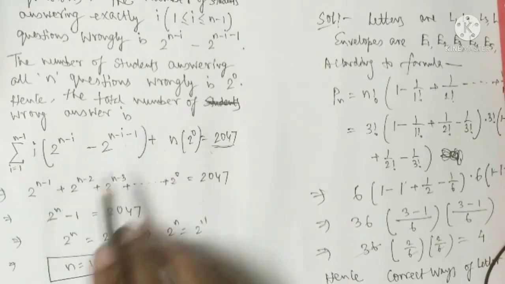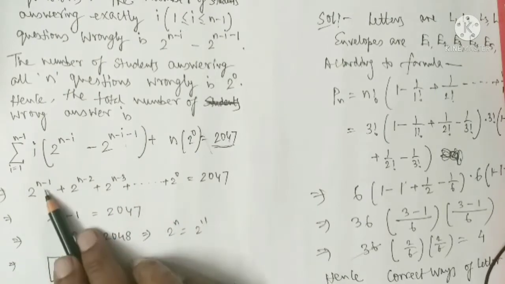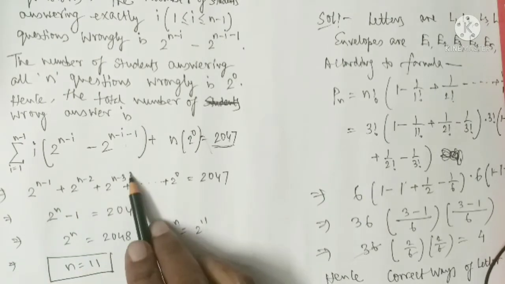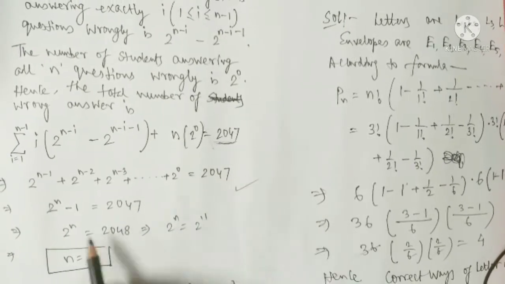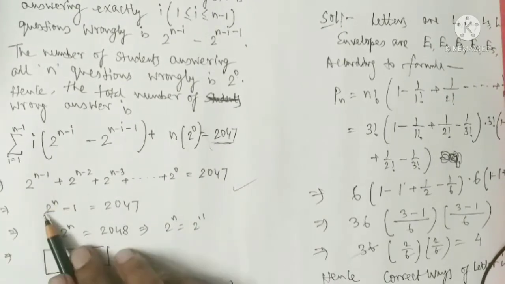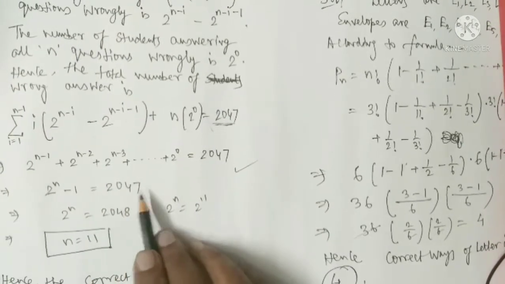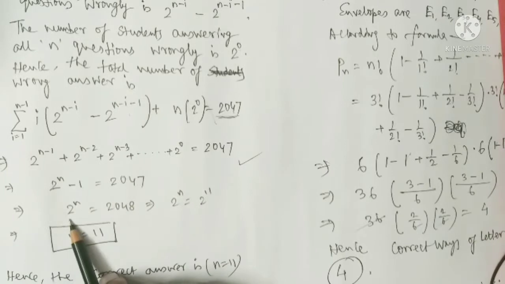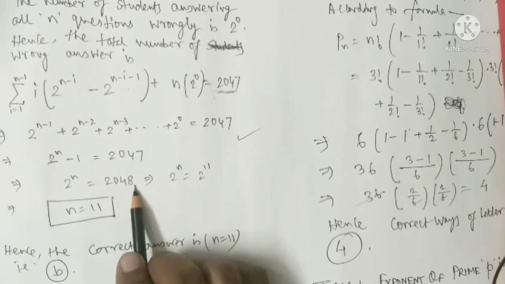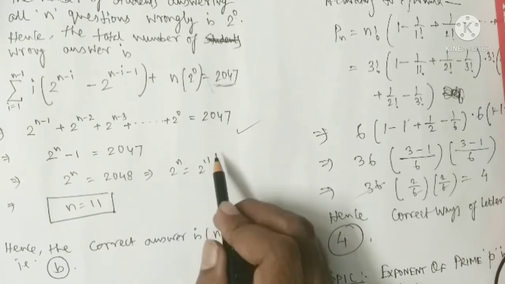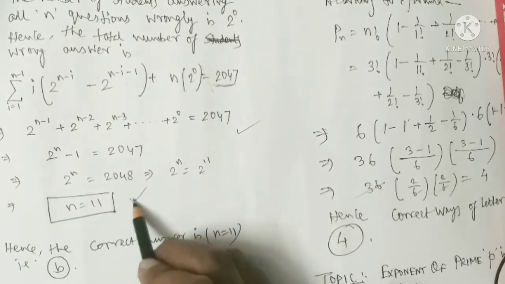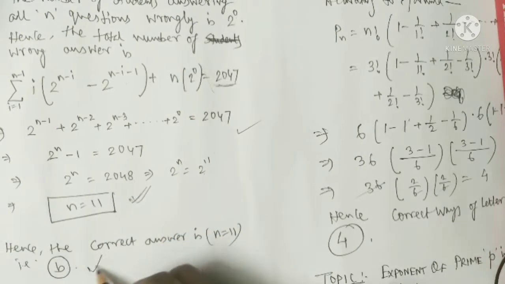Now if I break it, then we will get this form: 2^(n-1) + 2^(n-2) + 2^(n-3) + ... + 2^0 = 2047. Simplifying this expression, we get 2^n - 1 = 2047. Hence 2^n = 2048, that is 2^n = 2^11 and n = 11. So n = 11 is the answer, option B. Here B is the correct answer.